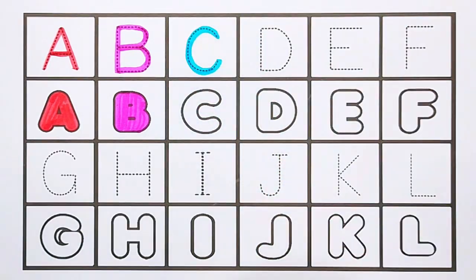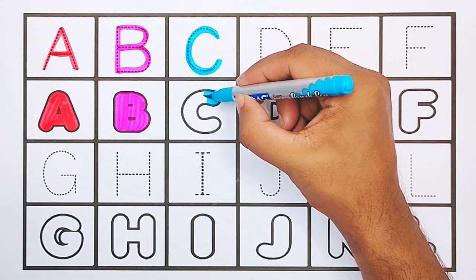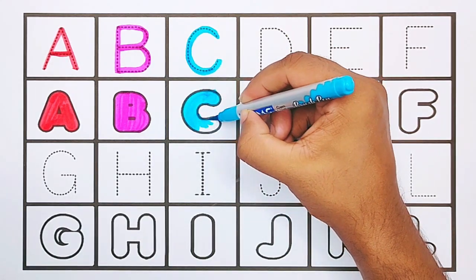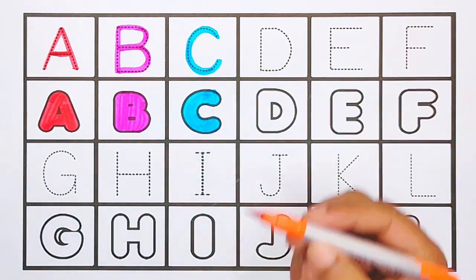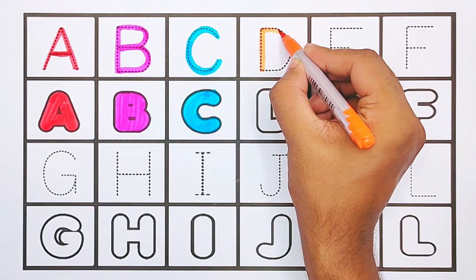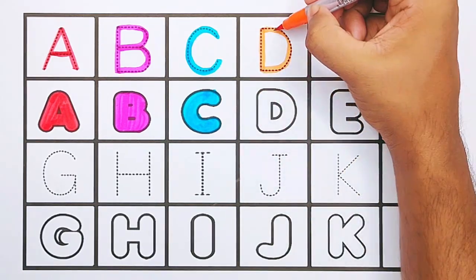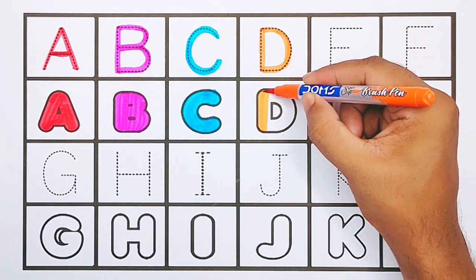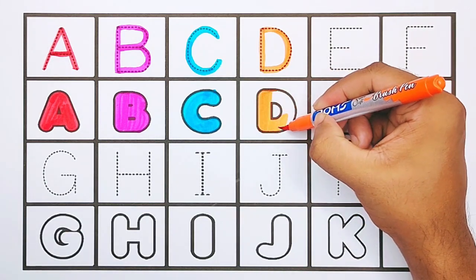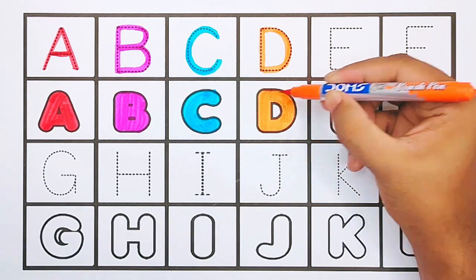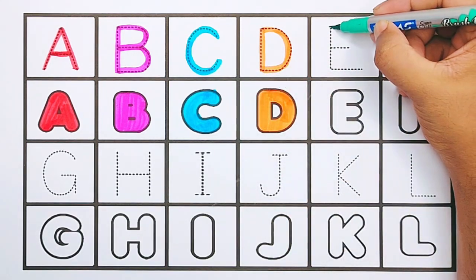C. C for carrot. Orange color. D. D for dog. Green color.